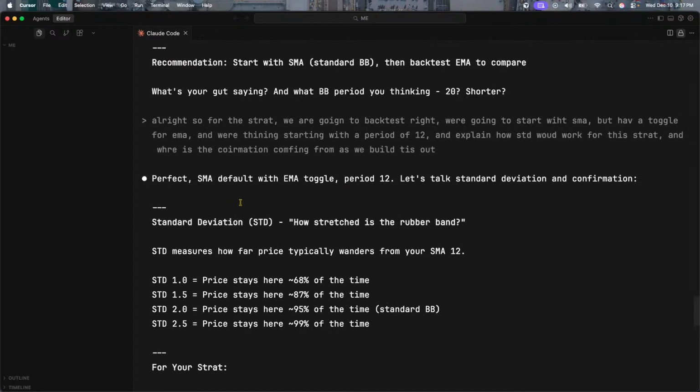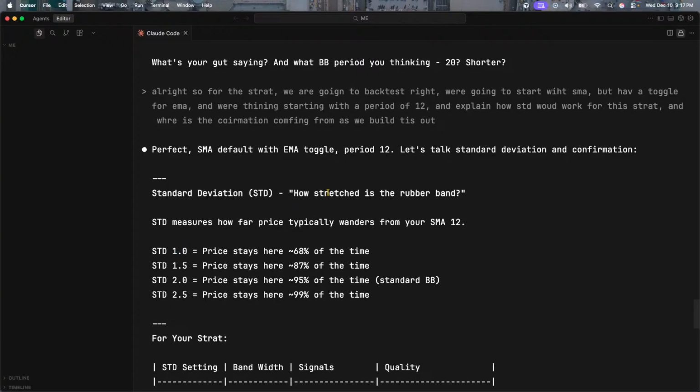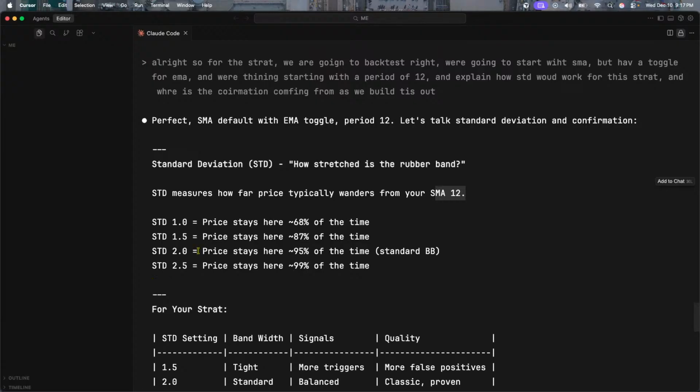All right. So perfect, default SMA, but we could toggle to EMA, with a period of 12. So let's talk standard deviations and confirmation. A standard deviation is how stretched the rubber band is. It tells you how far the typical price wanders from your SMA, the simple moving average of the last 12 periods. At 1.0, price stays inside 68% of the time. At 1.5, 87% of the time. At 2.0, 95% of the time, standard for Bollinger Bands. And then 2.5, price stays inside even more of the time.